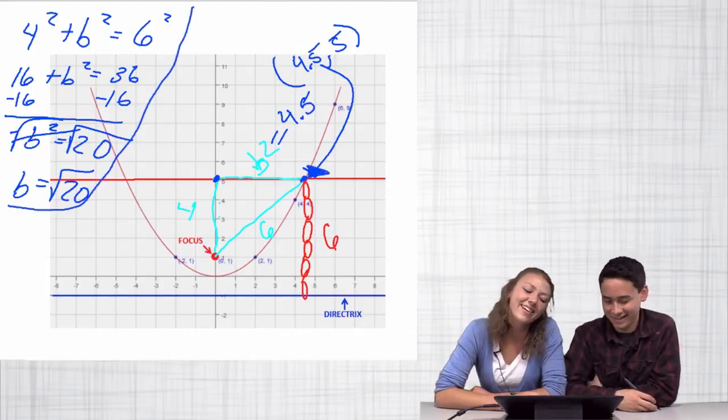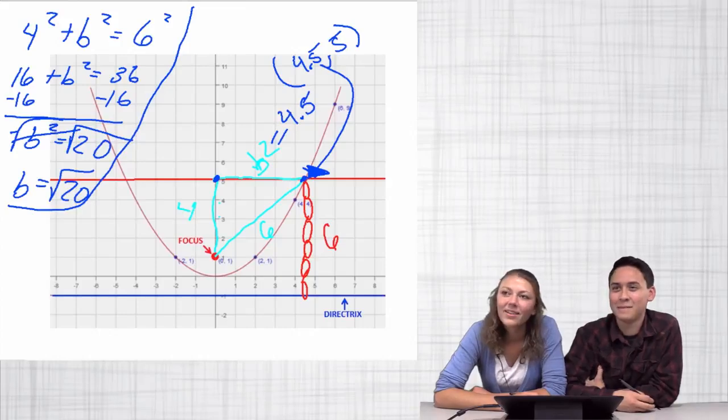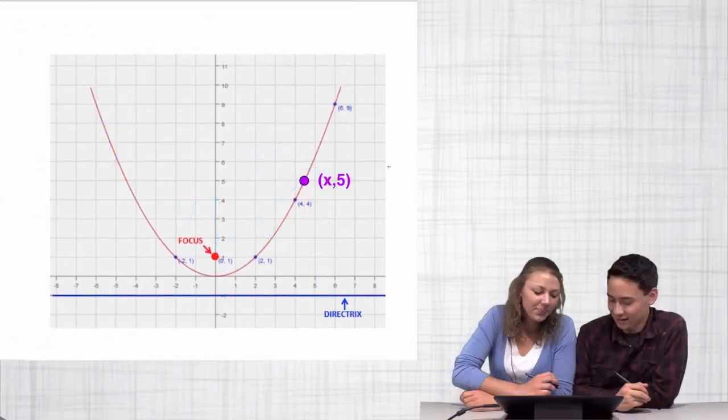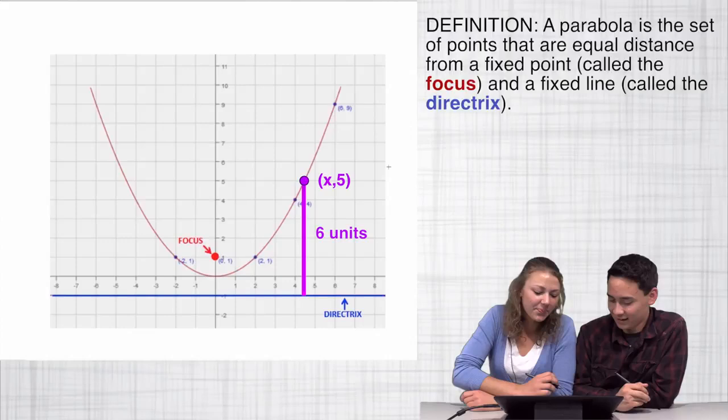Yay! And it seems like you're starting to create a method. Sasha and Keoni are beginning to develop an important method. First, they use the coordinate grid to find the distance between the point and the directrix, which was 6 units. By the definition of a parabola, the distance from the point to the focus must also be 6 units.